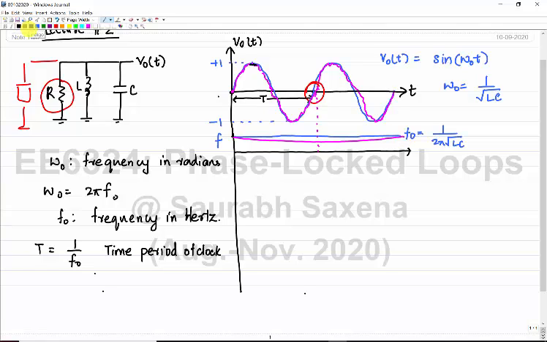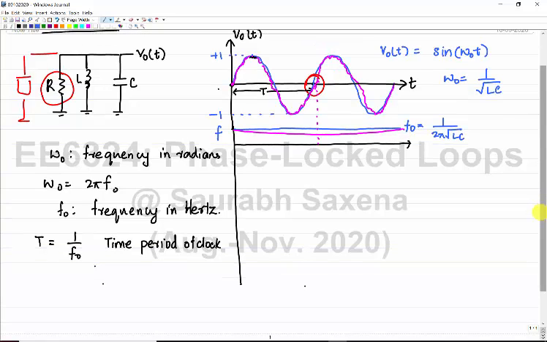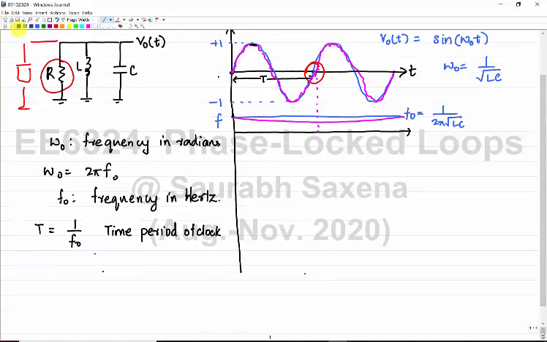Similarly, if you look at the phase of this signal, what is the phase of the signal? Phase of the signal is the argument of your sine wave. Okay, if omega naught is varying, then your phase will also vary. So you can say phase of the signal is nothing but the integral of frequency over time. If omega is fixed, then it will be omega naught t. If omega is not fixed, then the phase will keep on varying.